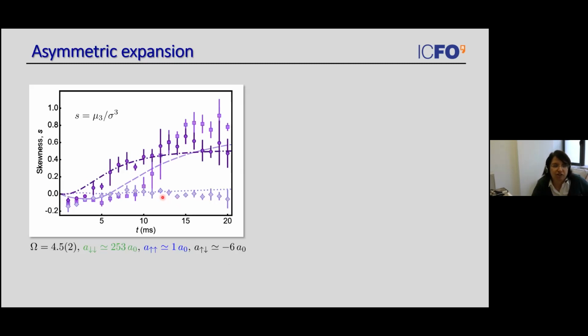And for others, it's different. It goes first negative, then positive, and so on and so forth. So initially, we were very puzzled by that. This is what happens when you change detuning in your system. But then we realized that this is also something that we can understand very well. And it comes from the fact that we have not so large Rabi frequency.